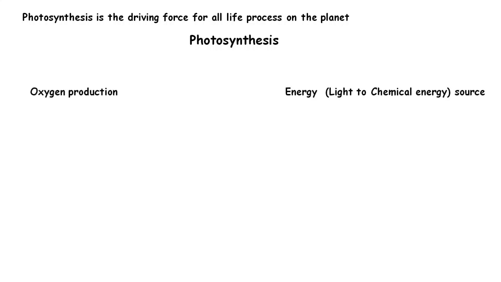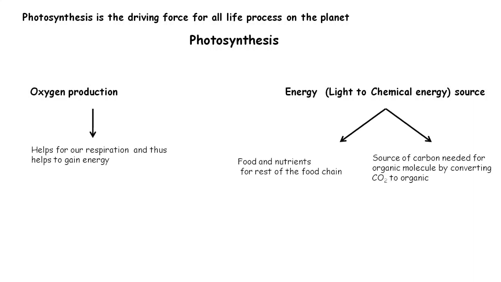Photosynthesis is responsible for oxygen presence in our atmosphere and it is also an important energy source. The process provides food and nutrients which bind the food chain. It is also a source of carbon, which is needed to build organic molecules and can become a part of many biological molecules like DNA, etc. Photosynthesis is also a process that regulates the water cycle and rainfall through transpiration.